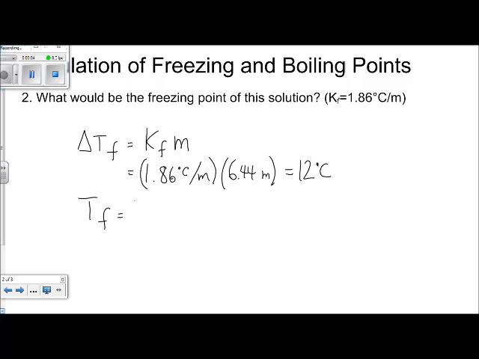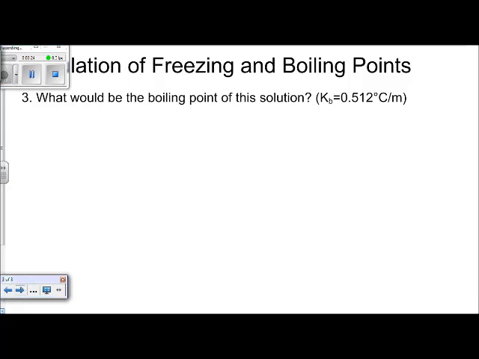The actual freezing temperature then would be the freezing temperature of pure water, TF naught, minus that freezing point depression. And it's a minus here because the freezing point is depressed or lowered. So we're going from 0 degrees Celsius, which is the freezing point of pure water, minus that 12 degrees, which is the depression. So we're down to minus 12 degrees Celsius.